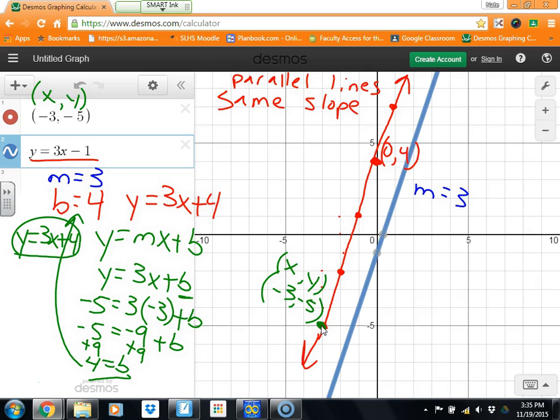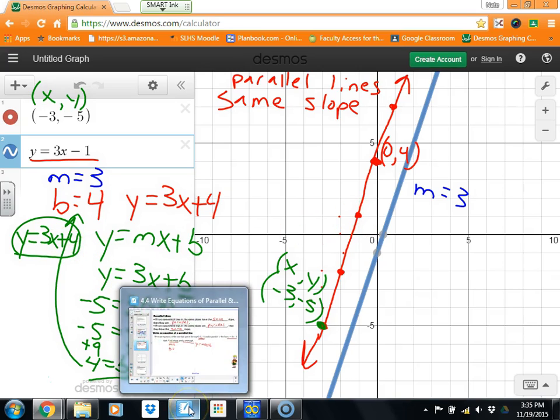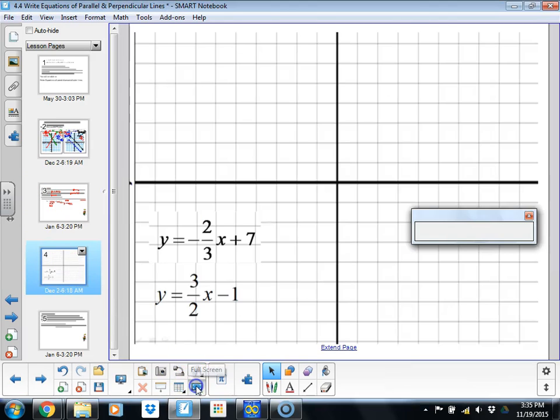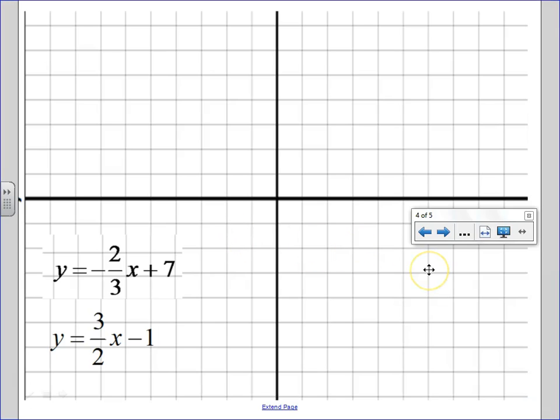Okay, so that's two methods for writing an equation of a parallel line. You can either use the graph or we can solve it algebraically. So you should be able to do it both ways or understand how to do that both ways. Okay, let's take a look now at another set of lines. Why don't you graph those two lines, pause the video, and restart it when you're ready to take a look.